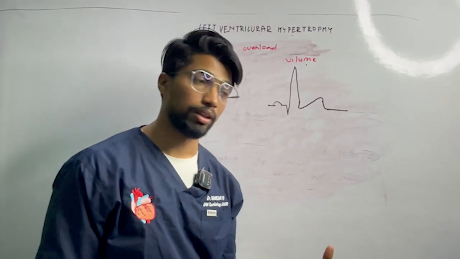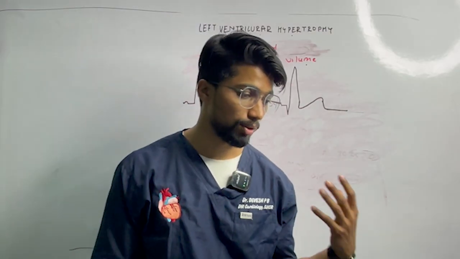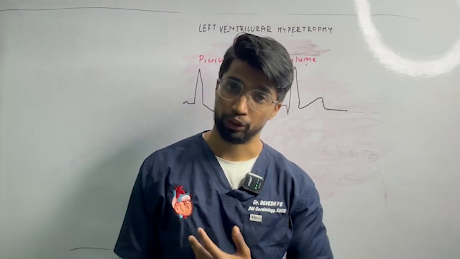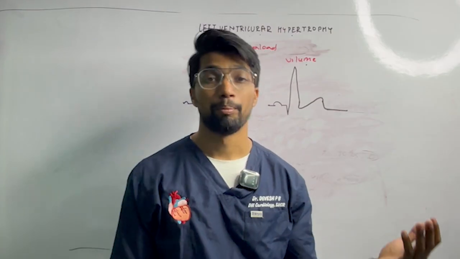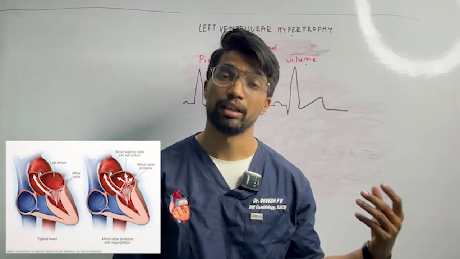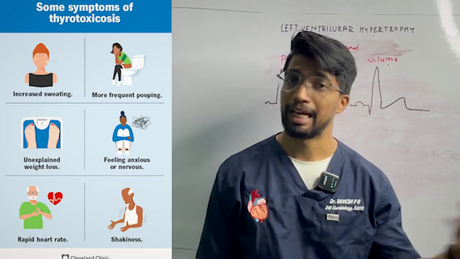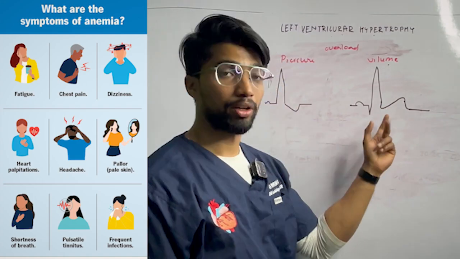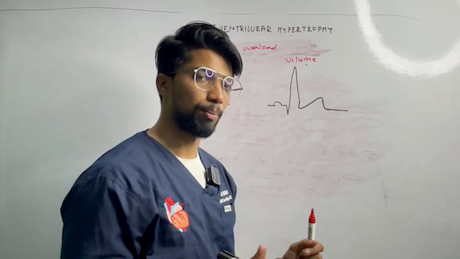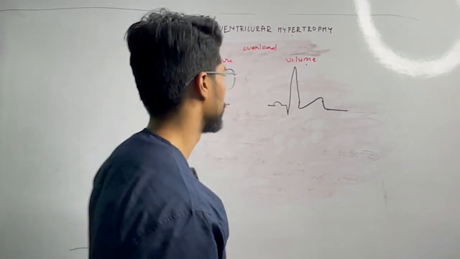Volume overload is when there's a patient, let's say someone with aortic regurgitation, mitral regurgitation, PDA, even in high output states like thyrotoxicosis and anemia, you're going to have a volume overload condition. So let's quickly understand what happens in the ECG when these two conditions are present.